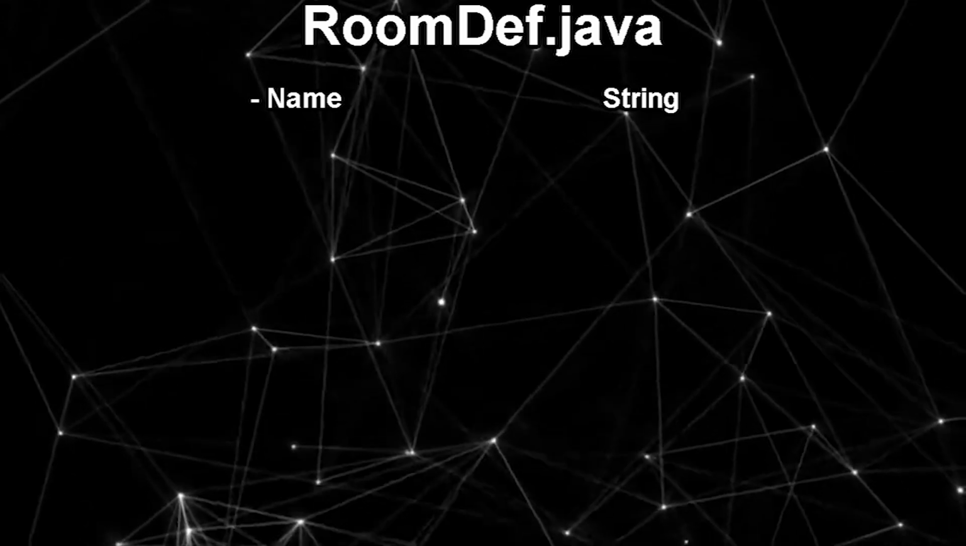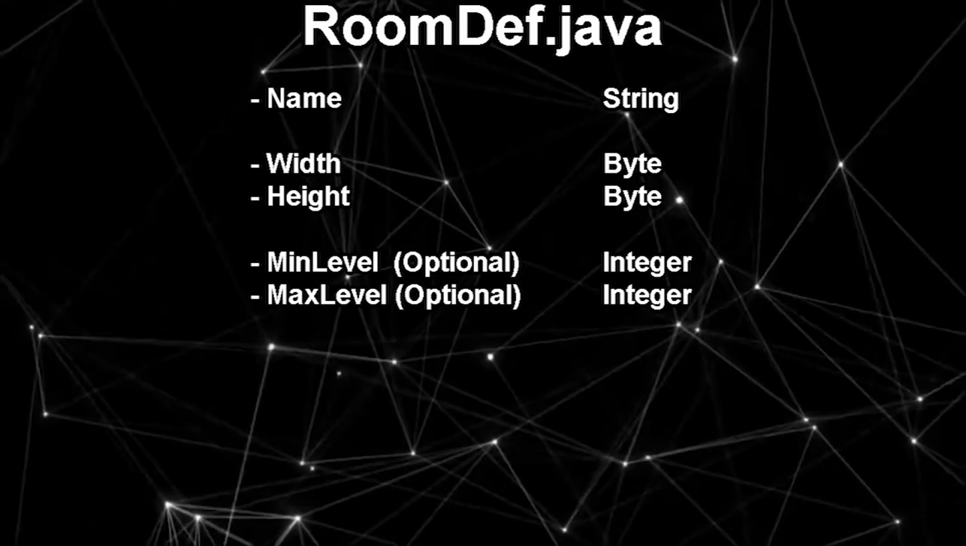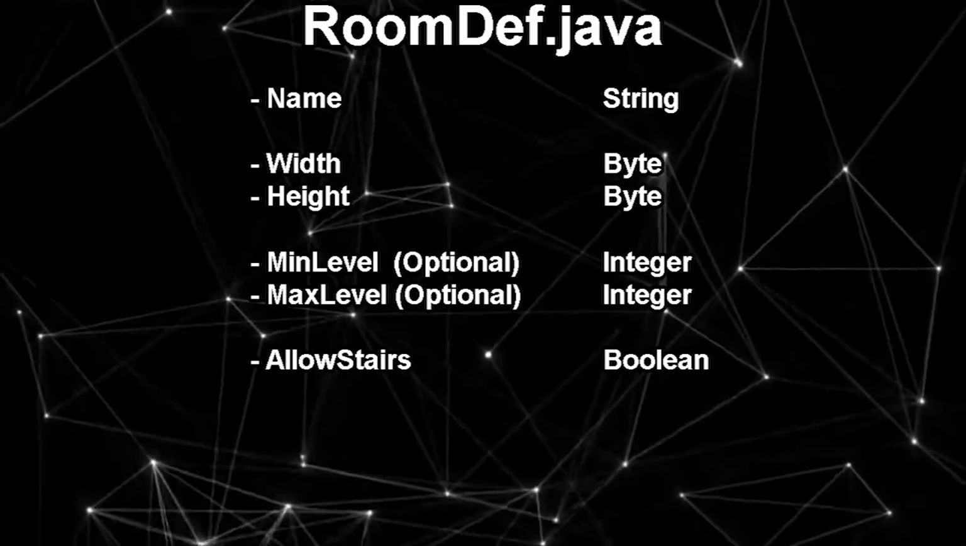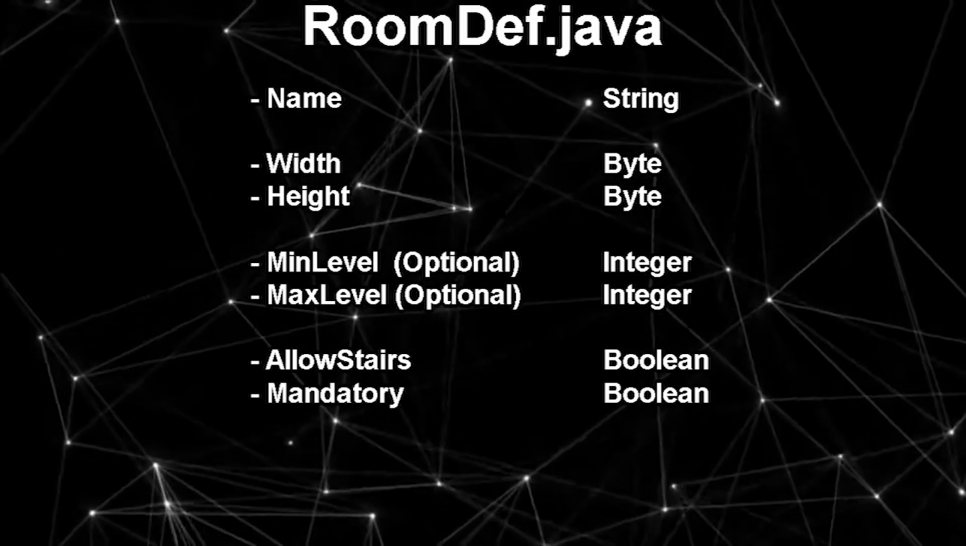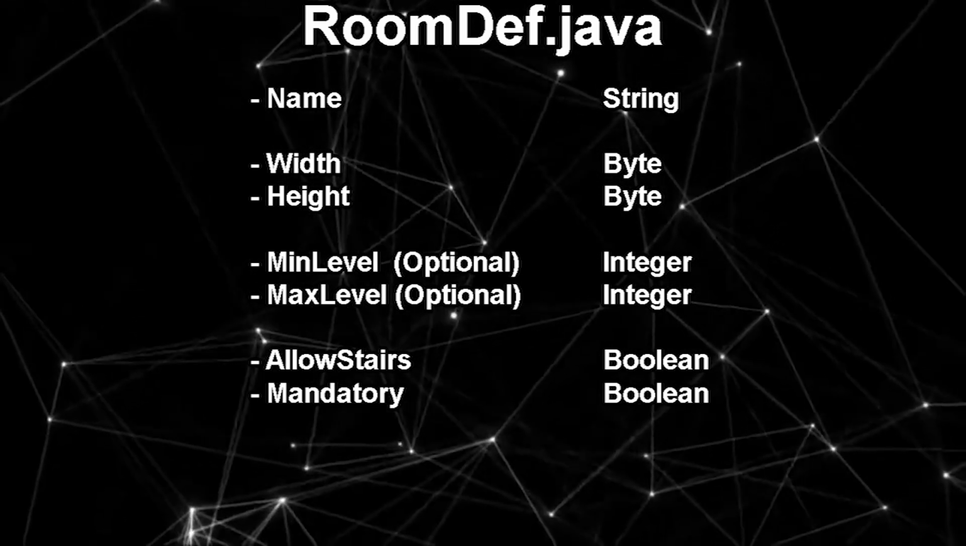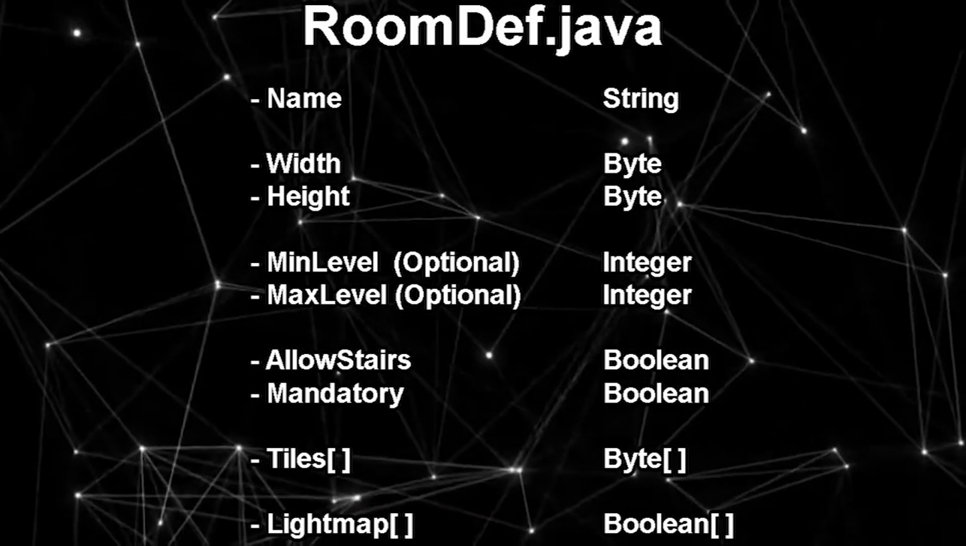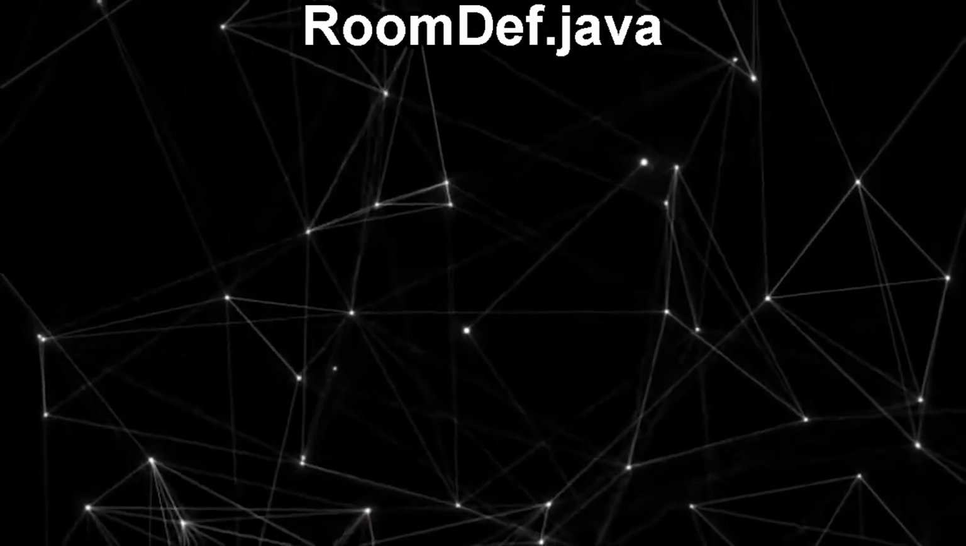Anyways, in our room definition class, we want to define the following important details. The room name, its width and height, a range of the levels where it could spawn if applicable, booleans for whether stairs can spawn in the room, and whether a room is a mandatory feature for the floor. Like the spawn range, these are only stored as necessary. A byte array for the tiles, and a boolean array for the light map.